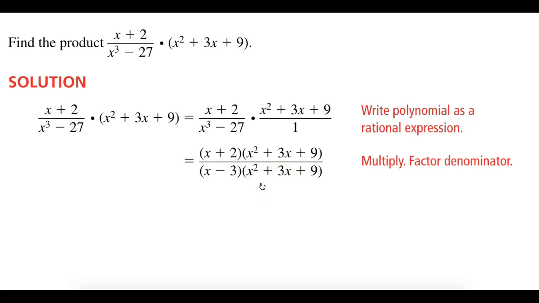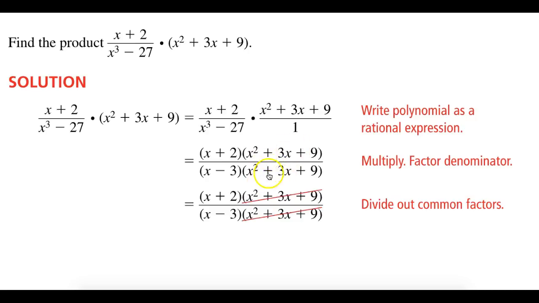Now, conveniently, we can cancel these two trinomials out. Just by remembering what your difference of cubes was, you were able to cancel out an entire trinomial from the numerator and denominator. And what we get is just x plus 2 times x minus 3. So this works out perfectly.